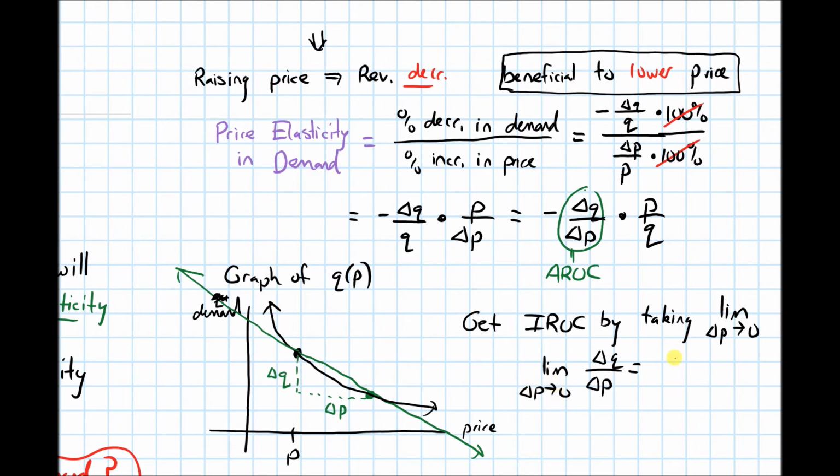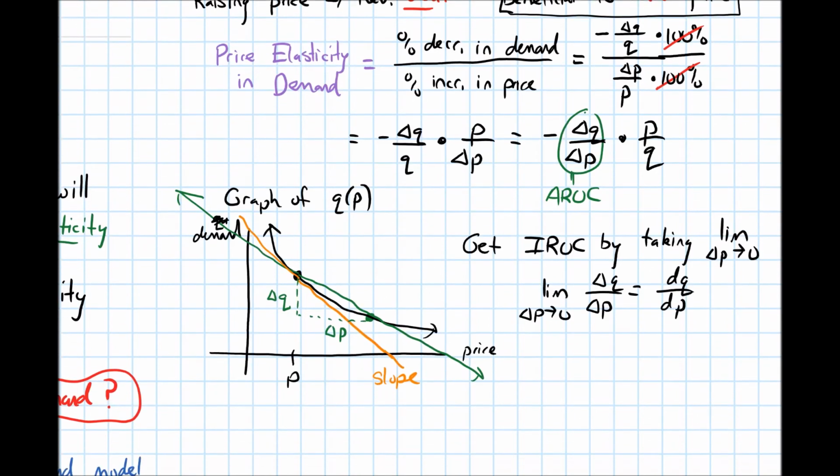So in terms of the picture, that would now represent the slope of this tangent line. So for the tangent line, its slope is dQ/dP, it's that derivative. And for the secant line, its slope was the average rate of change. It was delta Q over delta P.